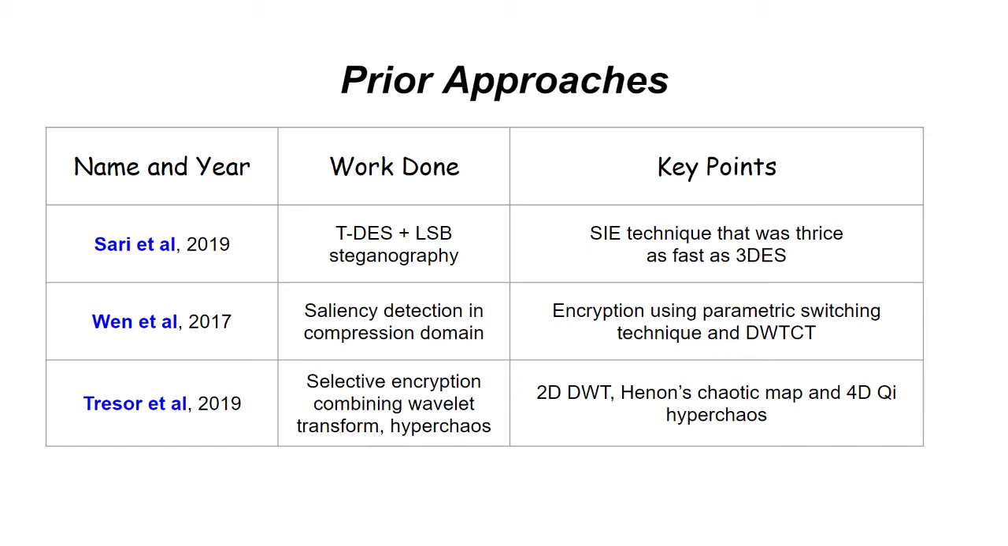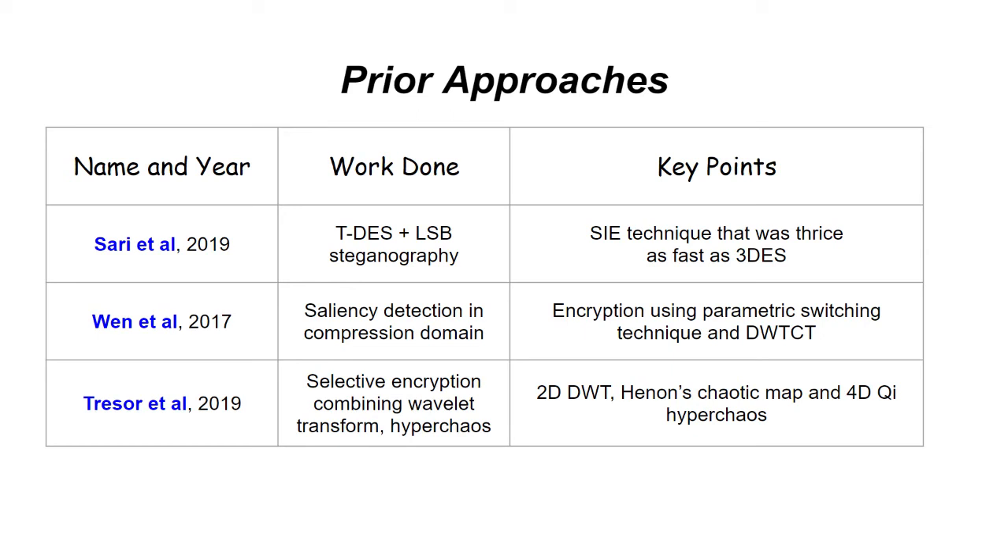The second paper on my slide here, by Wen et al. in 2017, used saliency detection in the compression domain. This was followed by encryption using parametric switching, a chaotic system, and DWT-CT. Here, DWT-CT stands for discrete wavelet transform, content transform. We won't go into how this works right now, but this is again a very interesting way to approach the problem.